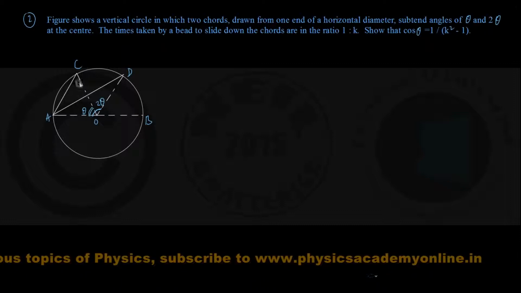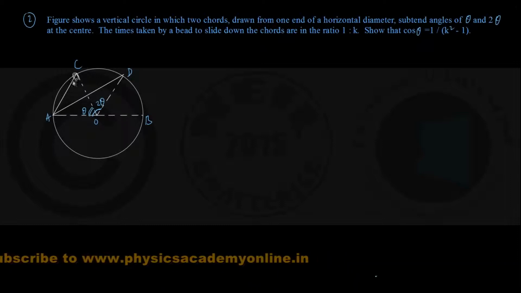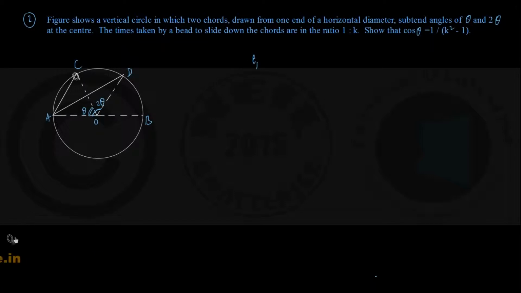In the first case, a bead is allowed to start from rest at the point C and fall along this chord CA lying in the vertical plane. We assume that this chord is frictionless, and suppose the time taken by the bead to travel from C to A is taken to be T1. Another possibility is that the bead is allowed to fall along this chord DA, also smooth, and the time taken by the bead to start at rest from the point D and come to this point A is taken to be T2.